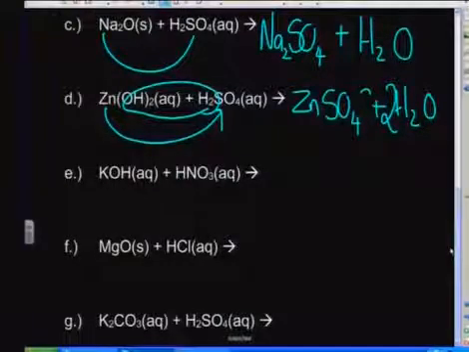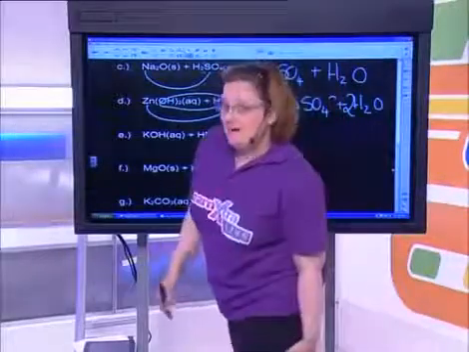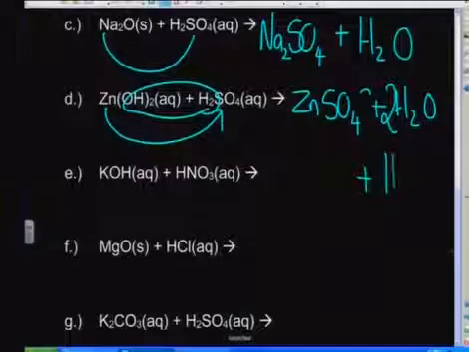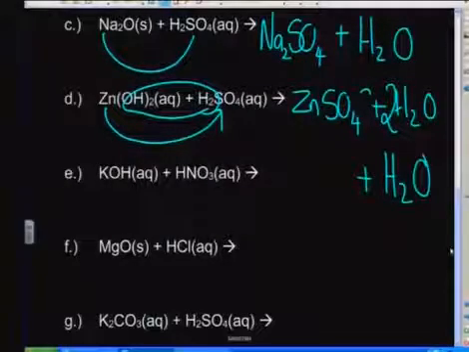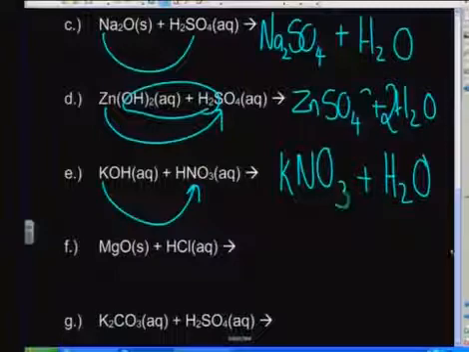I think I have time for one more. Okay, and then I'm going to have to say goodbye. Potassium hydroxide plus nitric acid, nice and easy. Going to give me water. Okay, the potassium's going to go to the nitrate. We're going to get potassium nitrate, KNO3.